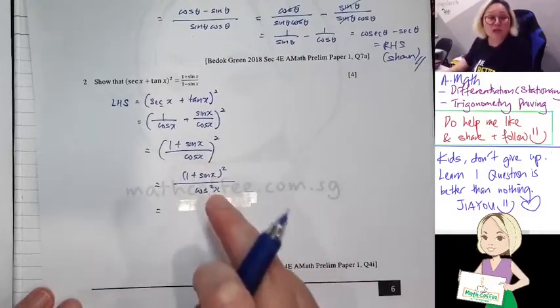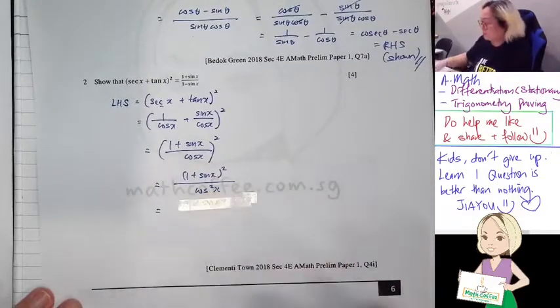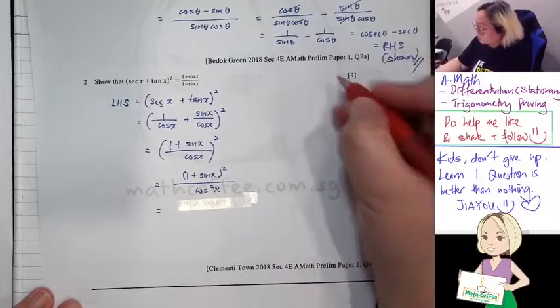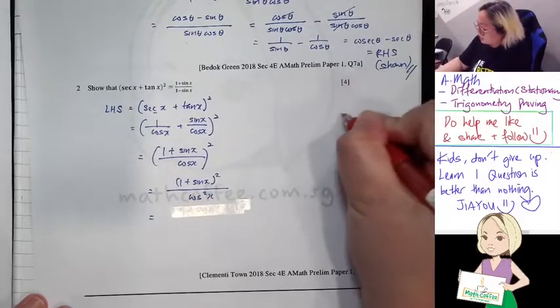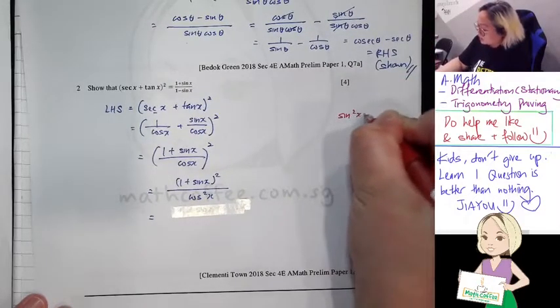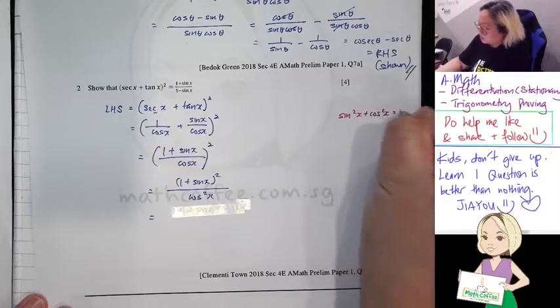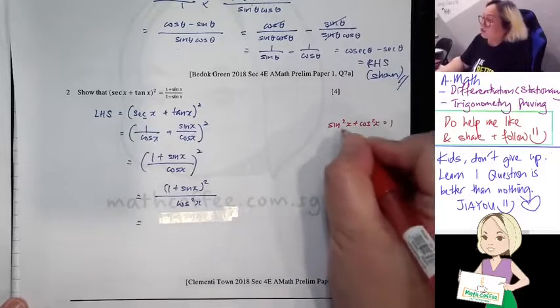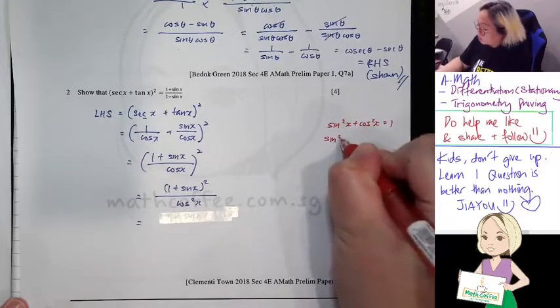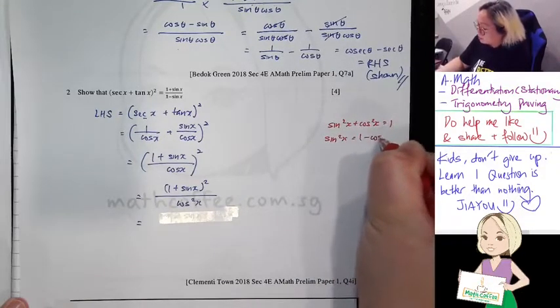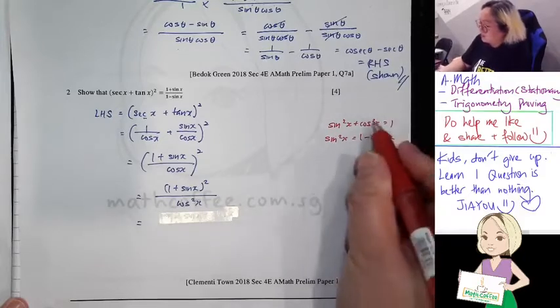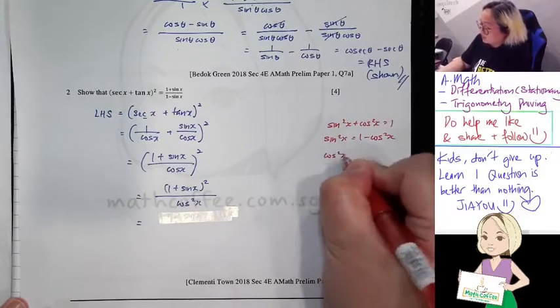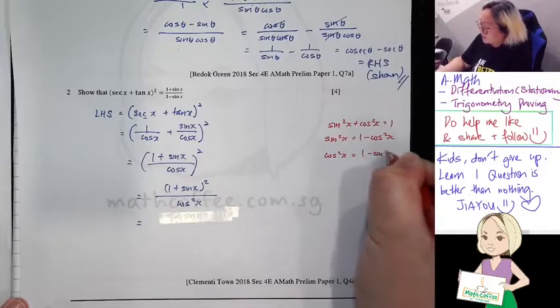I'm going to change the denominator. Okay, you need to know that when we have sine square x plus cosine square x equals to 1, if I make sine square x the subject, it is sine square x equals to 1 minus cosine square x. If I make cosine square x the subject, it will be 1 minus sine square x.